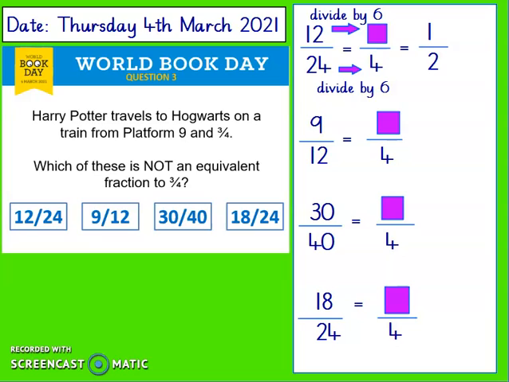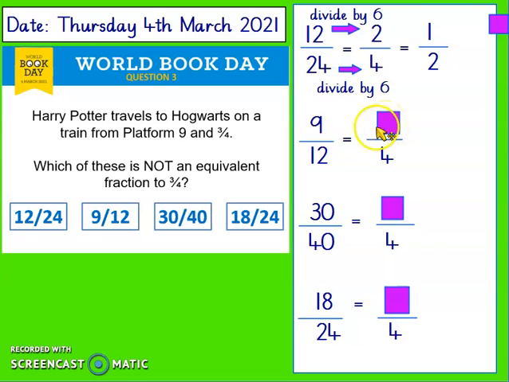Harry Potter travels to Hogwarts from platform 9 3/4. This is all about equivalent fractions. Which of these is not equivalent to 3/4? So if we're finding equivalence, we want to turn all our fractions into quarters. So we need to find out what we divide it by. So 12/24ths, we divide it by 6 and we get 4, so we get quarters. So we need to do the same to the top. 12 divided by 6 is 2, which equals a half.